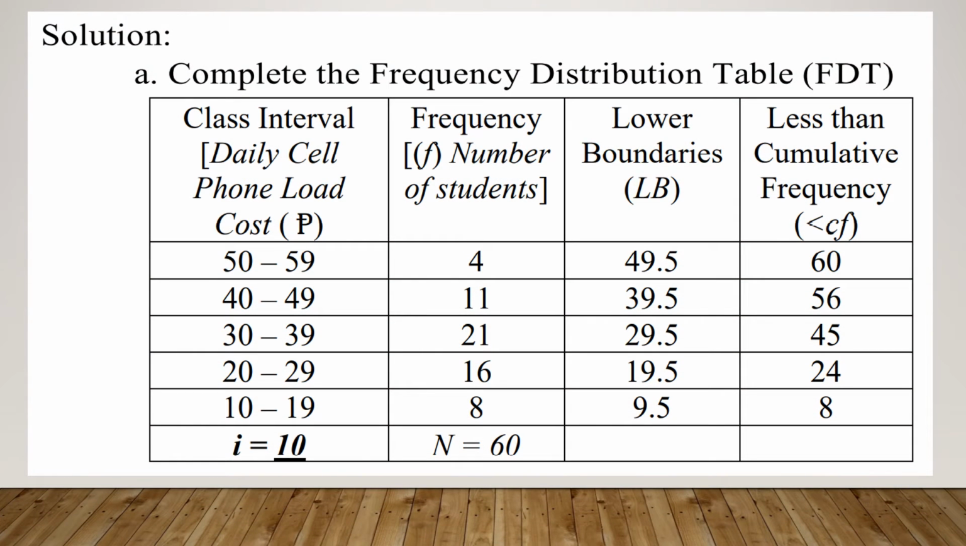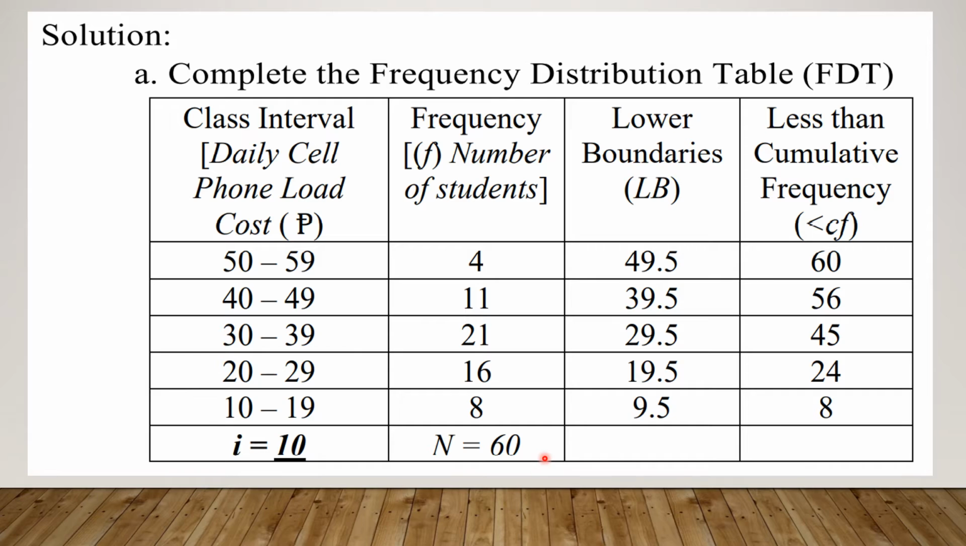This is the solution in the given problem. Complete the frequency distribution table. We have the class interval, frequency, lower boundaries, less than cumulative frequency. Just copy the class interval and the frequency given. To find the interval, we just count 10 to 19, so the interval is 10.